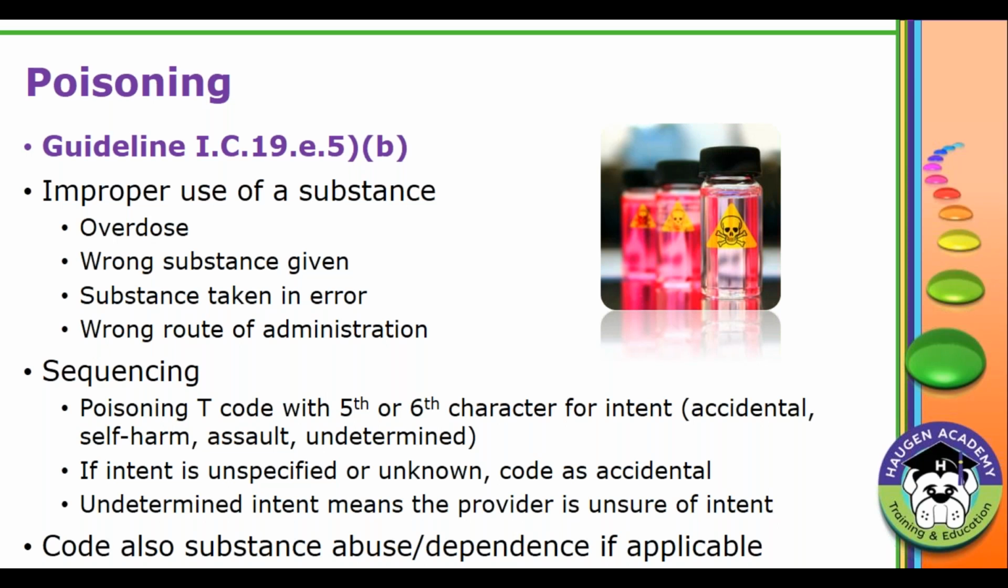This tells us also to code substance abuse and dependence if applicable, and that could be something that would be quite common. If the patient is admitted to the hospital with an overdose of heroin, and they're also addicted to heroin, then you would have your dependence code as well as your poisoning code.